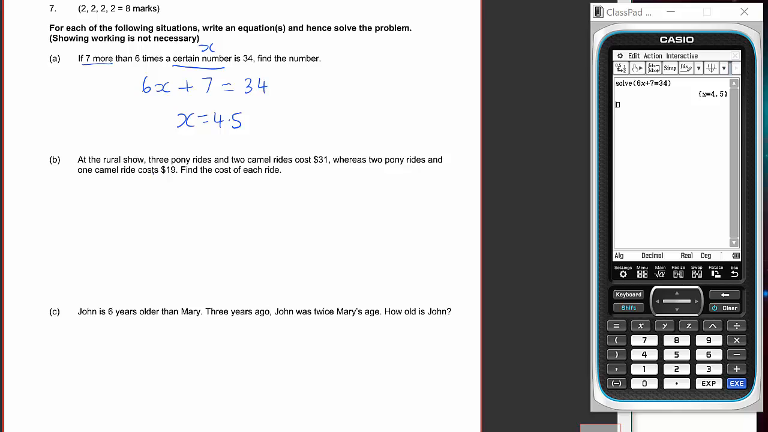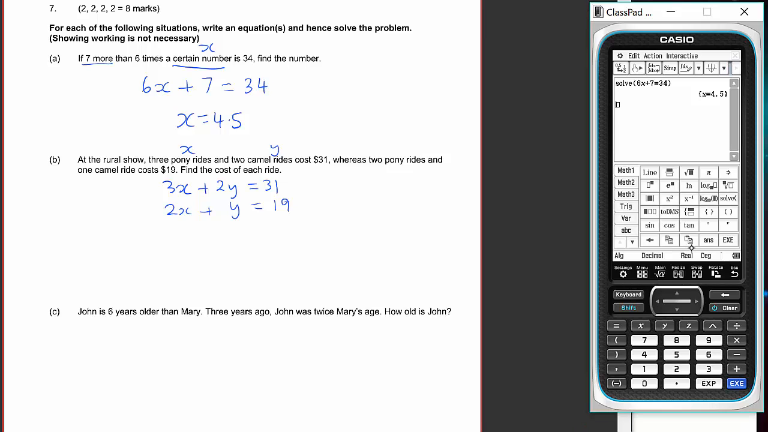At the rural show, 3 pony rides and 2 camel rides cost 31. So I'm going to say that pony rides are x and camel rides are y. And so that's 3x and 2y is equal to 31. 2 pony rides, so that's 2x, and 1 camel ride is 19. Find the cost of each ride. Now once again I've formed the equations, but I can solve using the simultaneous equation solver.